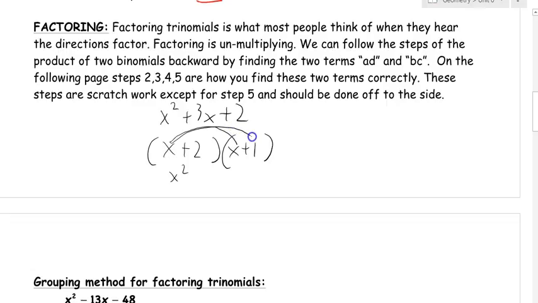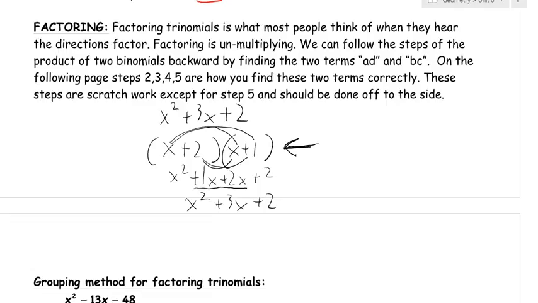Outside, x times 1. Inside, 2 times x. And last, 2 times 1. When you combine your like terms, the 1x and 2x in the middle, you get x squared plus 3x plus 2. So yes, indeed, these two things are the two factors, the things that multiply together to be x squared plus 3x plus 2.